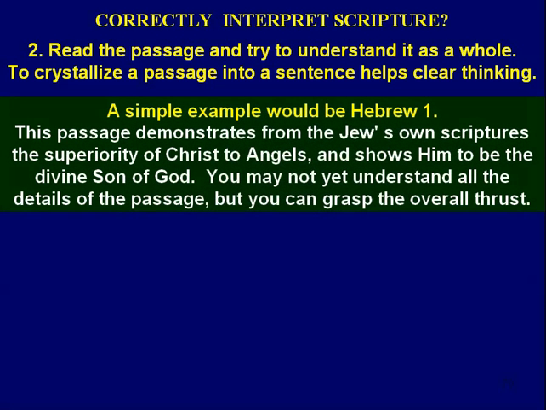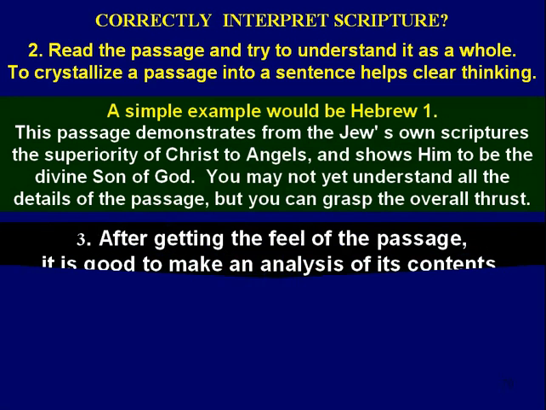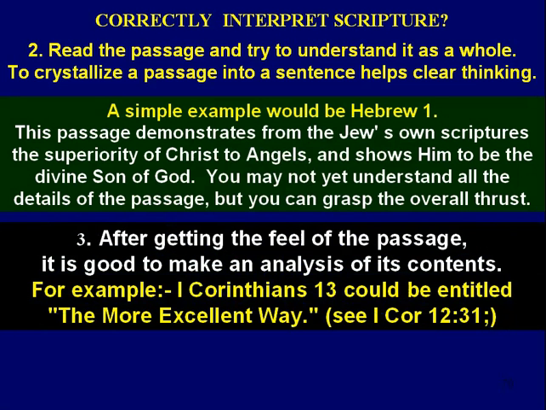A simple example would be Hebrews 1. This passage demonstrates from the Jews' own scriptures the superiority of Christ to angels and shows him to be the divine Son of God. You may not yet understand all the details of the passage, but you can grasp the overall thrust. After getting the feel of the passage, it's good to make an analysis of its contents. For example, 1 Corinthians 13 could be entitled, The More Excellent Way.